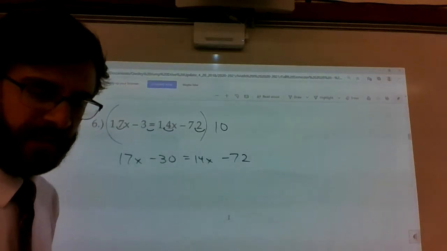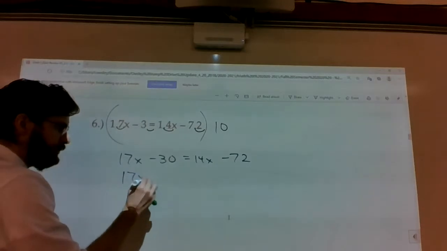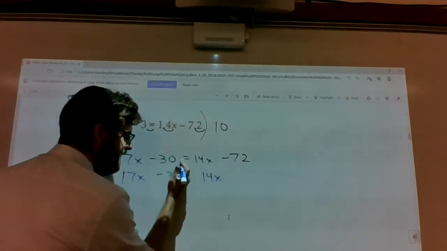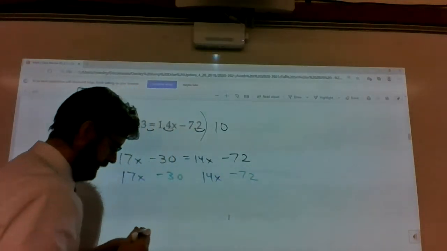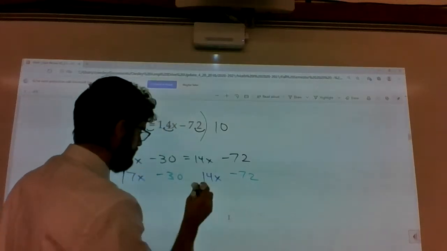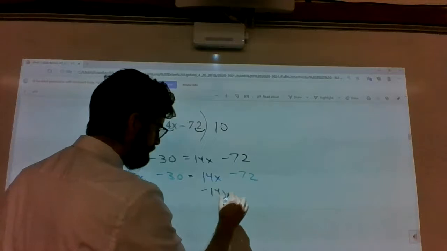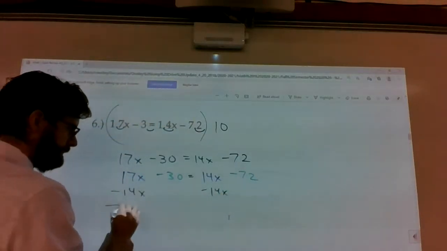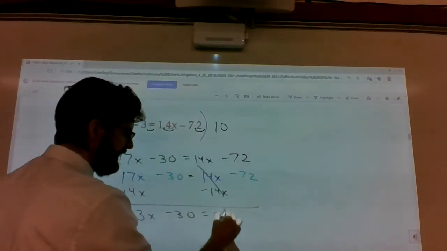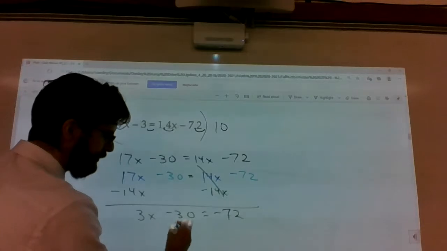I think that makes things a lot easier for us because we now have our blue highlighted x terms and our green highlighted y terms. All right, I didn't do any moves. I highlighted things. Yeah. So then blue goes with blue. 3x minus 30 equals negative 72. Green goes with green. Add 30 to both sides.